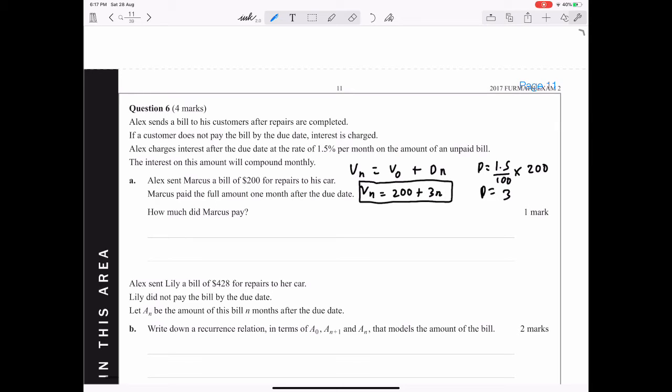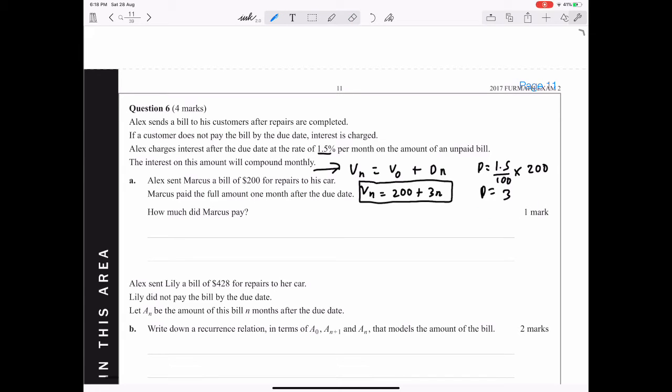So I've established over here that this would be the general rule we'll be using. So V0 is $200, and to find the value of D, we know that the interest rate is 1.5% each month. How much interest he charges each month, so 1.5 on 100 times 200 would be the interest each month. So that'd be how much extra someone would have to pay each month to their bill if they don't pay their bill after each month. So therefore, we found that the value of D is 3, so therefore our rule is Vn equals 200 plus 3n.